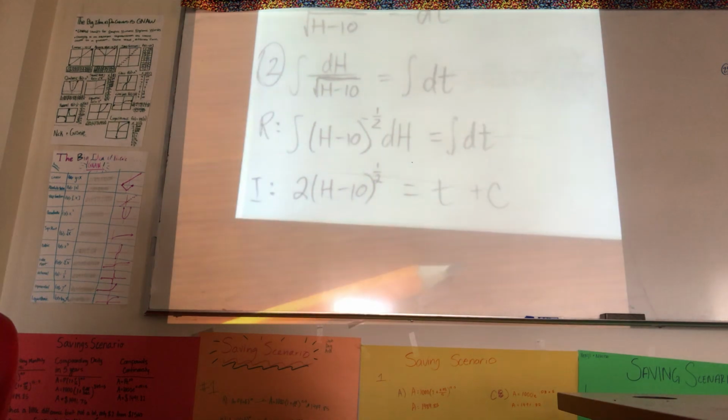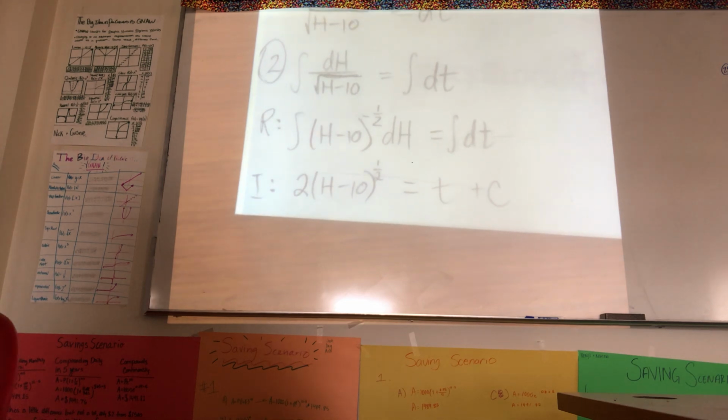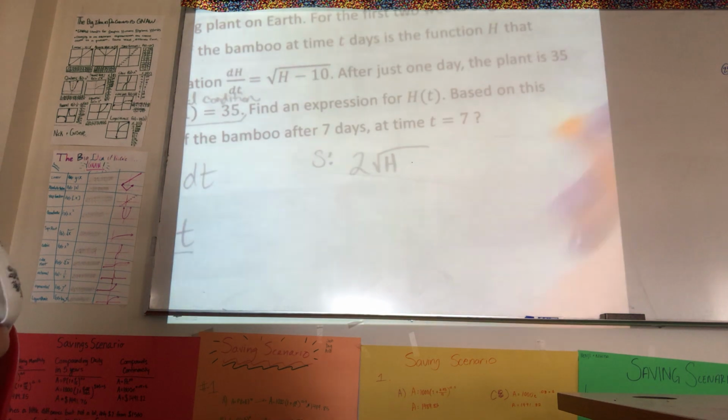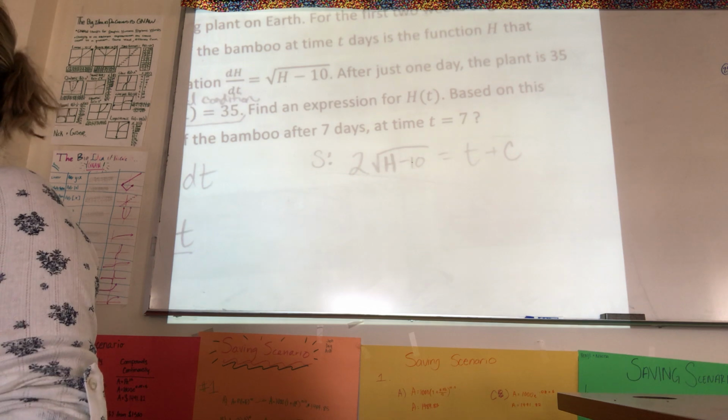Okay, so I integrated. What do I have to do now? Simplify. RIS. RDS, RIS. Yes. Okay, so how am I going to rewrite this? Like the half thing? What's a half as an exponent? Yeah. So 2, you're right. So simplify: 2 square root of h minus 10 equals t plus c. Alright, so I integrated. That was sort of a rough integral, but we made it.